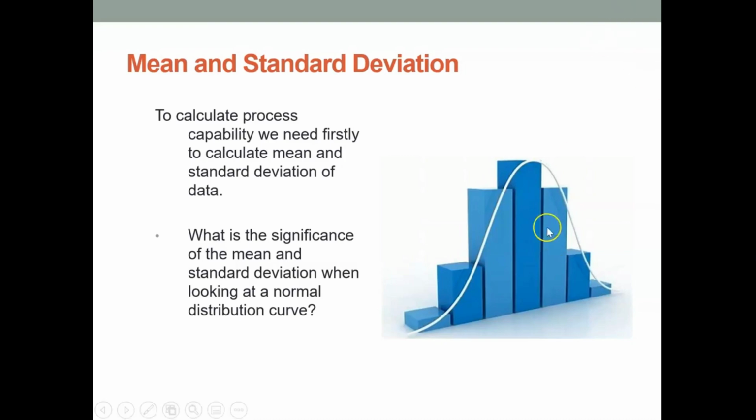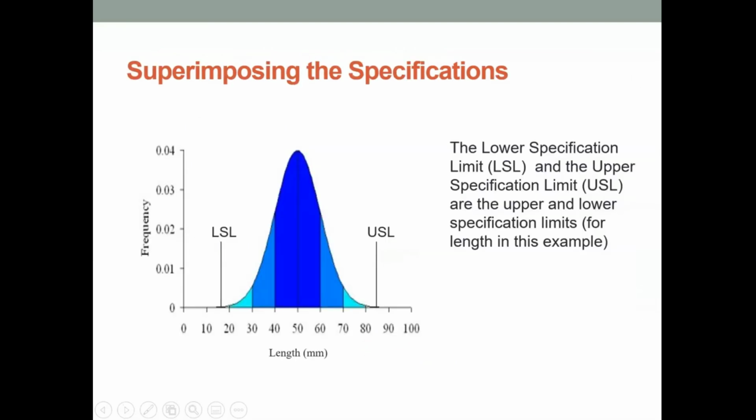Well, your mean is telling you what's at the center of your curve here, and your standard deviation is telling you the width of your curve. So if we take our Gaussian curve here, we've got our lower specification limit, LSL, and our upper specification limit. They are the upper and the lower specification limits for the length in this particular example that we are looking at here. This is our length, and this is our frequency of occurrence of your length in fractions.